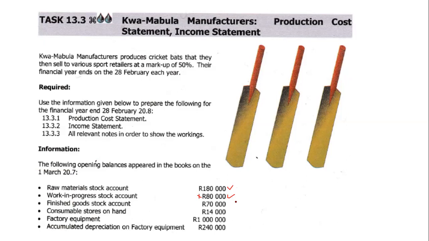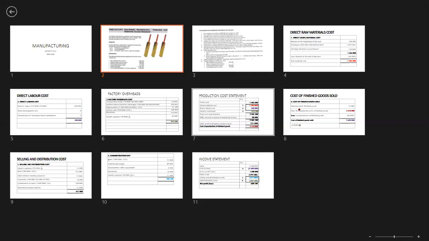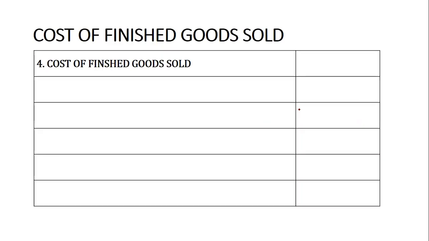And this one, where does it go? It goes to our cost of sales, as finished goods at the beginning. Awesome. Continue.